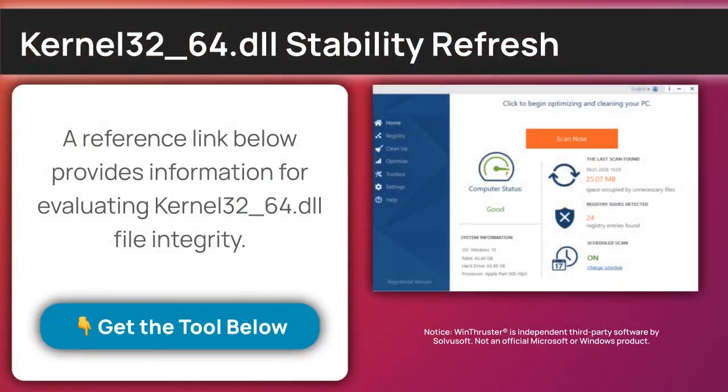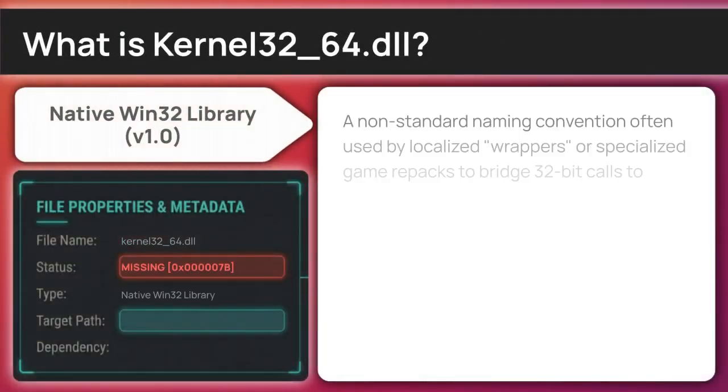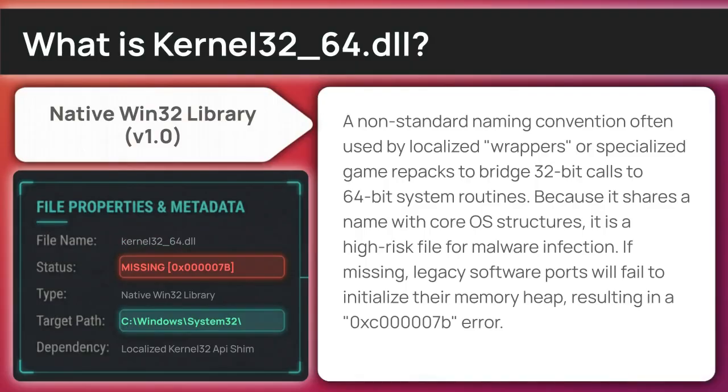This is the Kernel32 module, a non-standard naming convention often used by localized wrappers or specialized game repacks to bridge 32-bit calls to 64-bit system routines. Because it shares a name with core OS structures, it is a high-risk file for malware infection. If missing, legacy software ports will fail to initialize their memory heap, resulting in a 0xc000007b error. Now that you're up to speed on the file's role, let's begin the repair process.